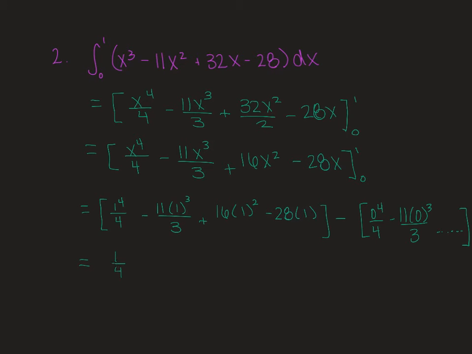So we have 1/4 minus 11/3 plus 16 minus 28 minus 0. Okay, they all became 0. And then we're just going to add these out. So I'm just going to use a calculator. I have 1/4 minus 11/3 plus 16 minus 28, and my solution, it's a repeating decimal again, so it's negative 15.4167.